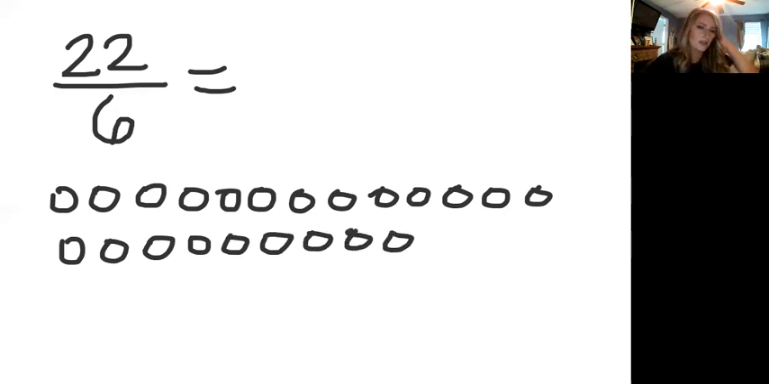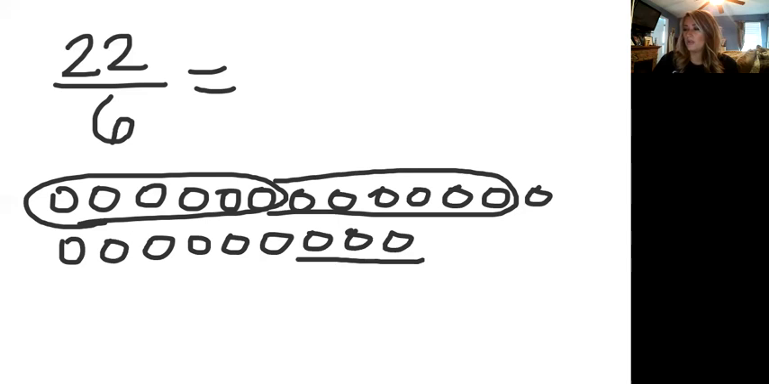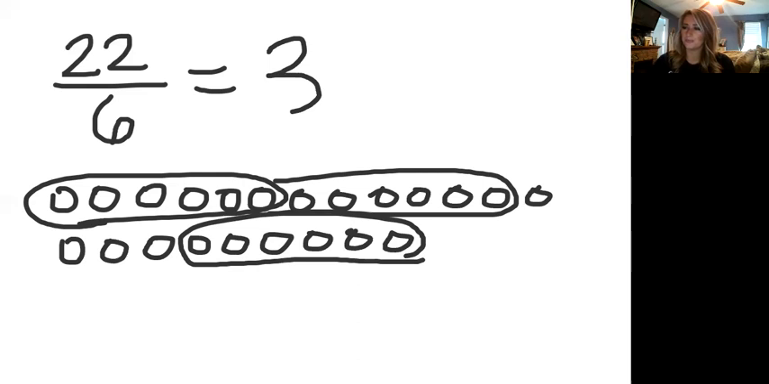Now we're going to see how many wholes we can create out of this and how many parts would be left over. I know it takes 6 pieces to make a whole. So 1, 2, 3, 4, 5, 6. There's 1. 1, 2, 3, 4, 5, 6. There's 2. 1, 2, 3, 4, 5, 6. There's 3. So 3 wholes. How many parts are left over? There are 4 parts left over, but that's not just the number 4, it's 4/6 because each circle is worth 1/6. So that would be 3 wholes and 4/6.